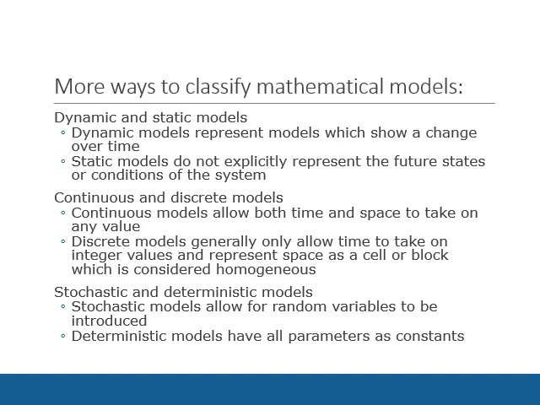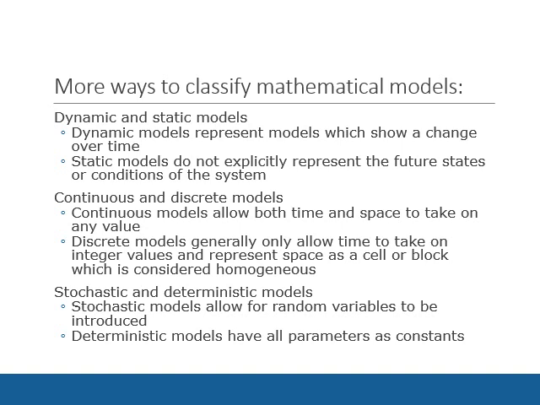A continuous model is one in which time and/or space can take on any value. That is, we can model any point in time. A discrete model is one that either time or space must take on an integer. That is, time can be 1 year or 2 years, but not 1.3 years.